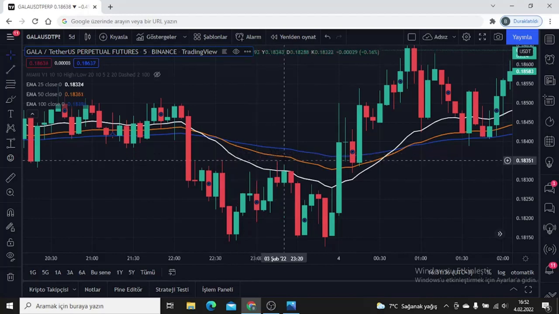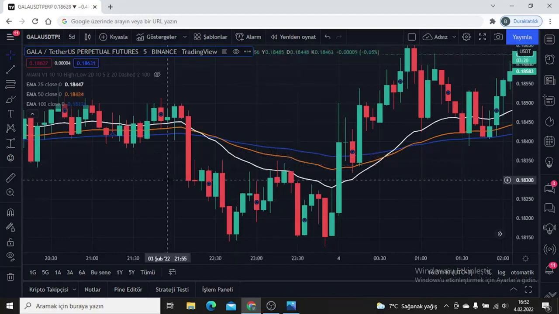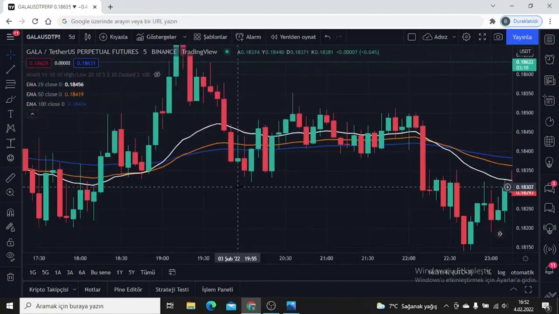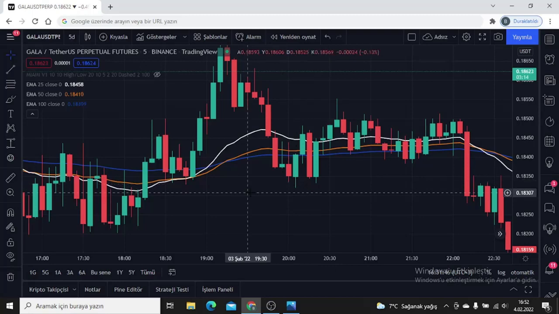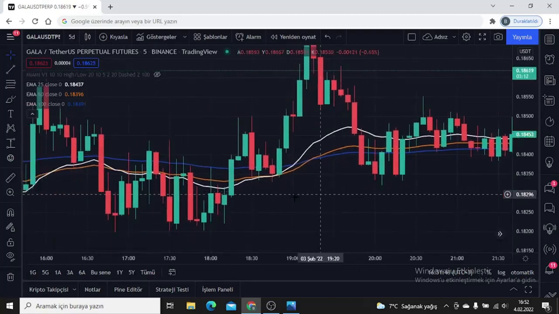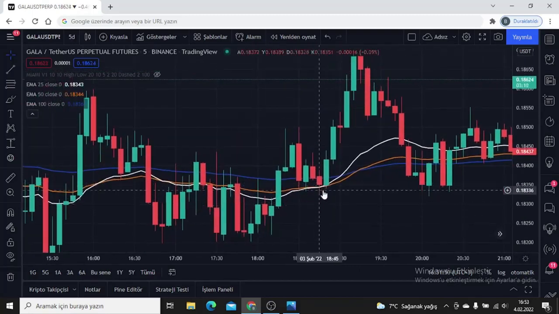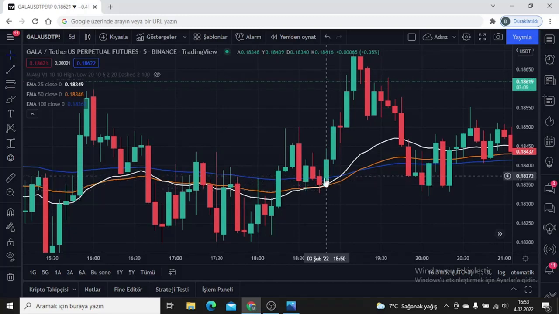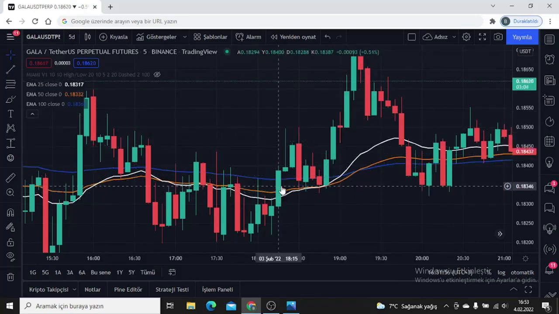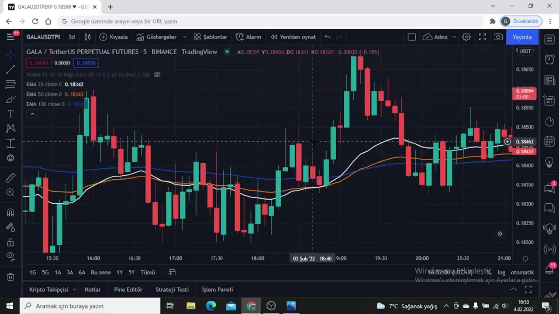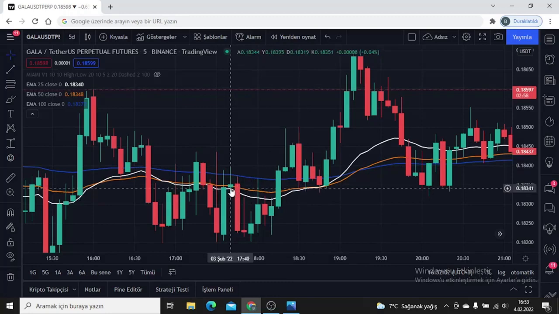When we look again, look, the candle is closing above the 50-day moving average. Prices are rising. The candle is closing above the 50-day moving average here again. Prices are rising. Here the candle is closing. Then comes a huge fall.